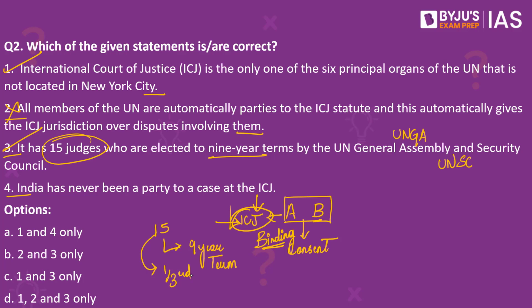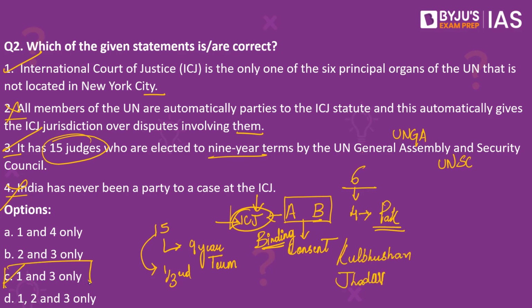Coming to the last statement. This statement is incorrect because India has been a party to a case at the ICJ on 6 different occasions, and out of these 6 occasions, 4 times it has been involved with Pakistan. And the most recent one in which India was a party is the Kulbhushan Jadhav case. Therefore, the right answer to our question would be option C, 1 and 3 only.